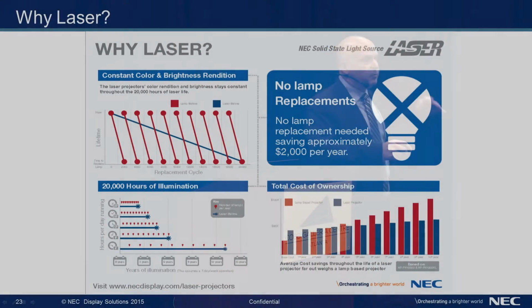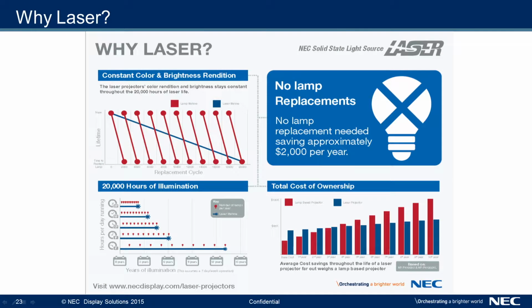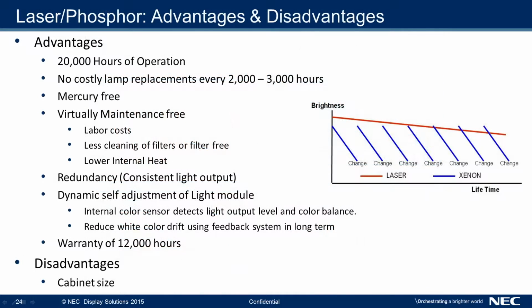In this section we will describe the advantages of SSL. So advantages of laser phosphor, you saw this before, 20,000 hours of operation. That's at maximum brightness. Most important, of course, no lamp replacement, so the maintenance free becomes very important. When we're looking at education markets, if we don't have to go in and replace lamps and projectors in a lecture hall, that's a huge benefit to the university. Redundancy, I'll talk again about this. Dynamic self-adjustment.